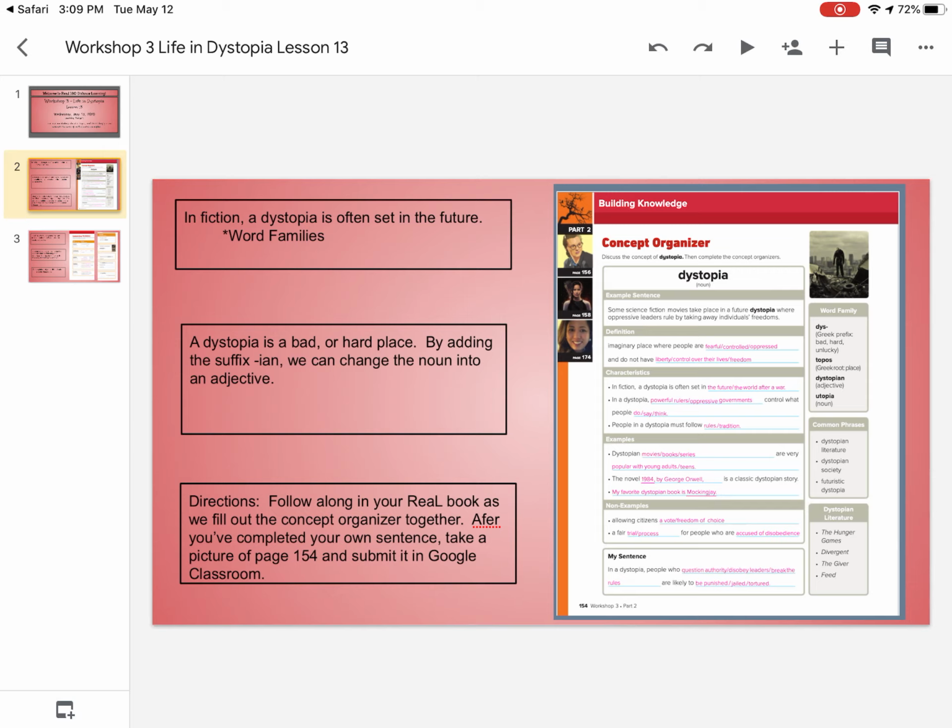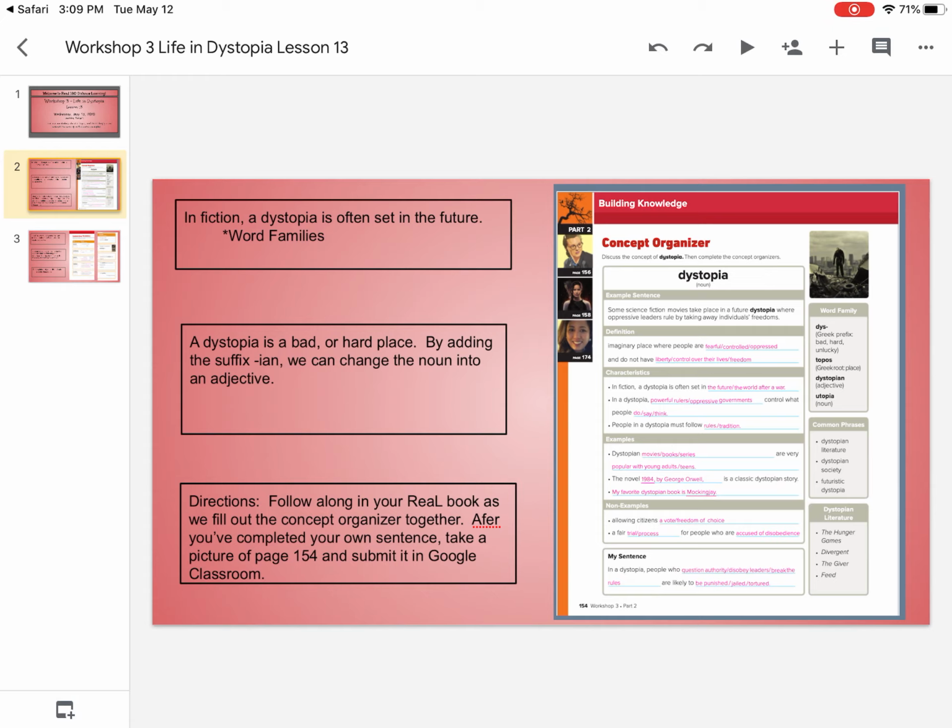Now the next section is examples. In all of these lines, I want you to copy exactly what's in the book or on the slideshow. Dystopian movies, books, or series are very popular with young adults or teens. And the novel 1984 by George Orwell is a classic dystopian story.